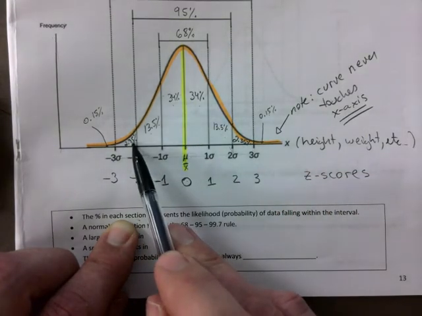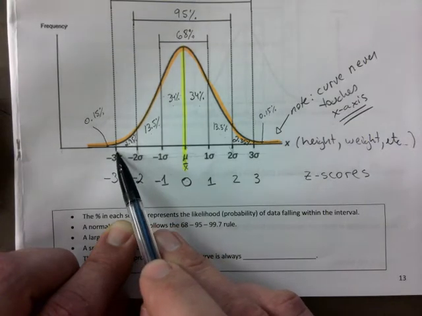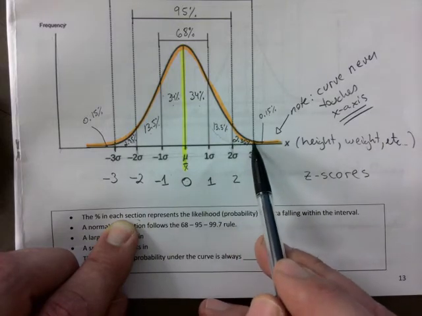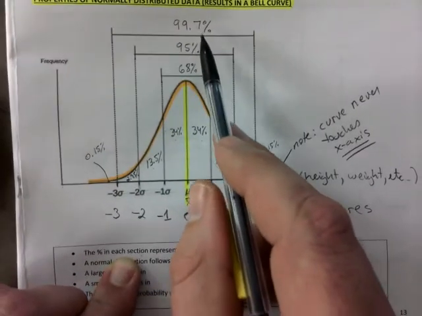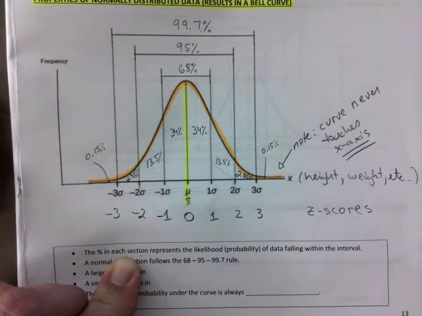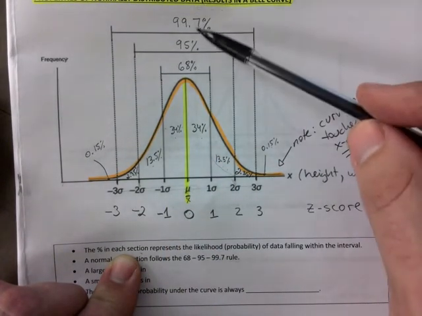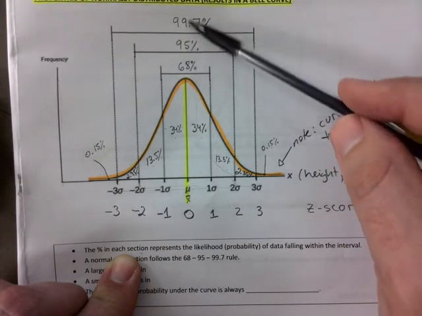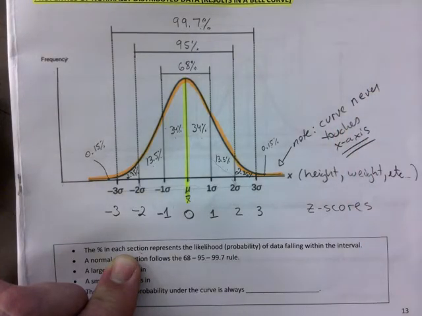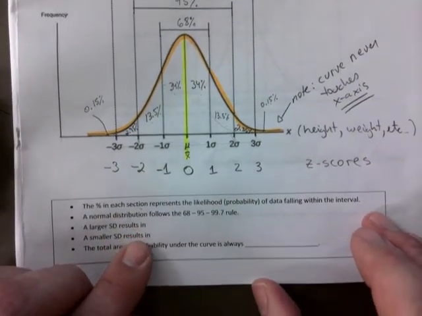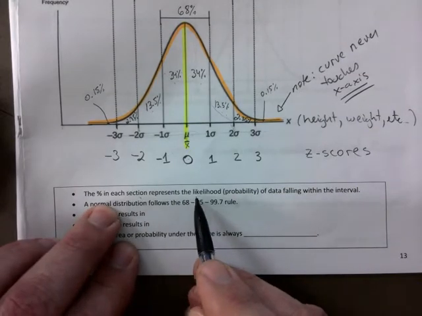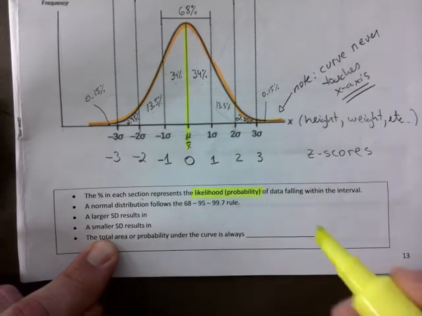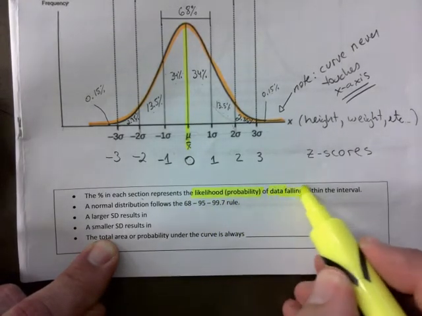That's 2.35, 2.35. If you were to start over here and add up all the percentages going all the way to the other side, to this value right here, that would add up to 99.7% of your data points. So remember this: 68, 95, 99.7 is going to be a very common rule that I'm going to mention throughout the rest of this unit, okay? The percentage in each section represents the likelihood or probability of data falling within the interval.